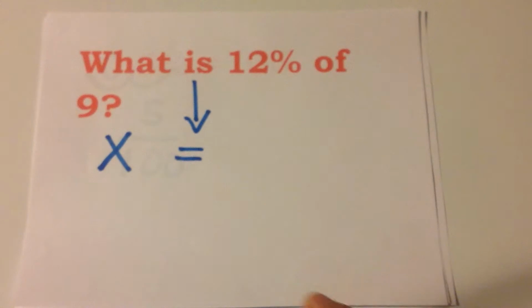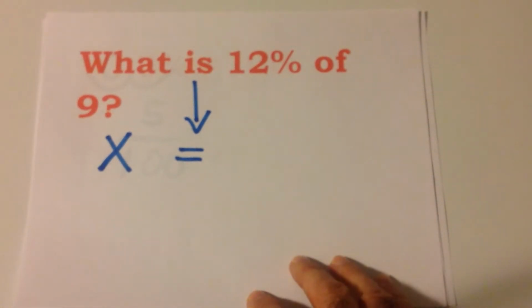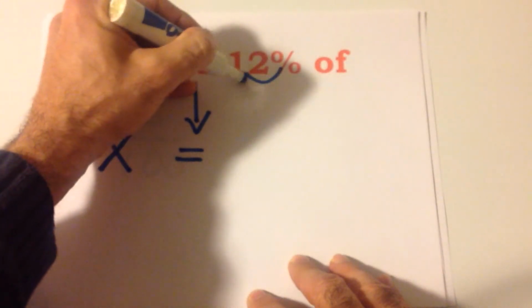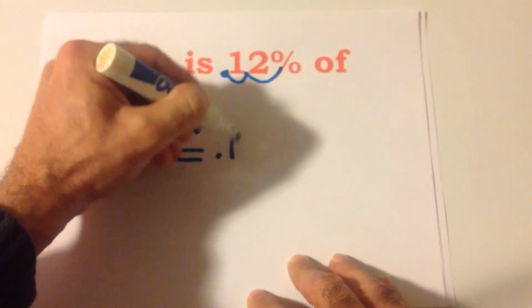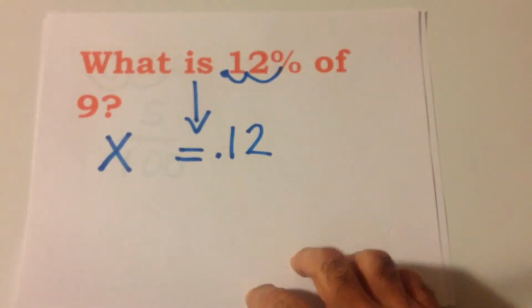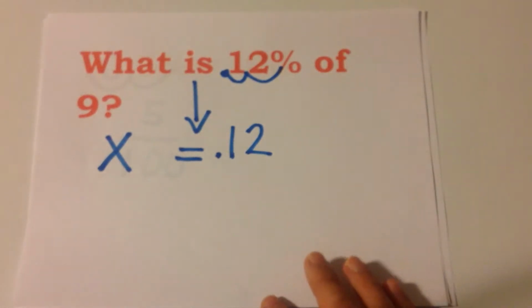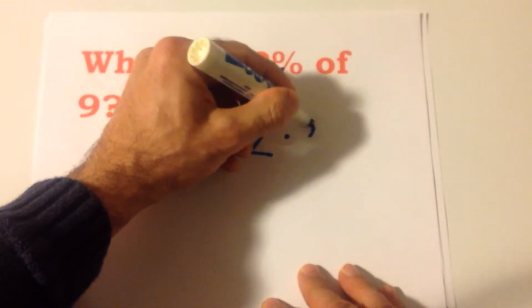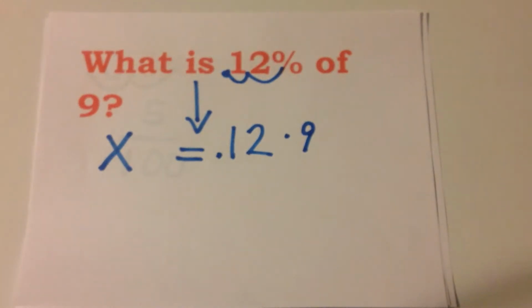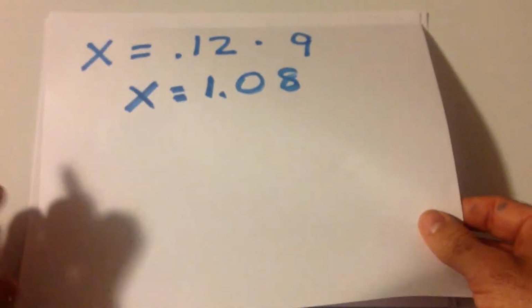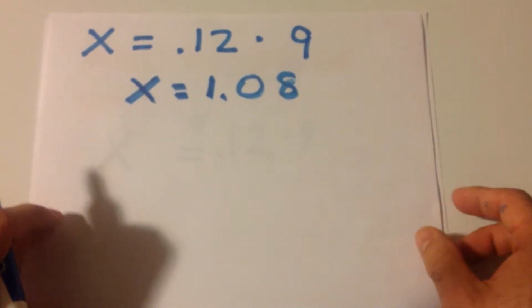12%, again remember, we can't multiply percents unless we change them to decimals or fractions. So we move twice, and we get 0.12. Now "of" always means multiplication, so it's 0.12 times 9. When we multiply 0.12 times 9, we get 1.08. So x equals 1.08.